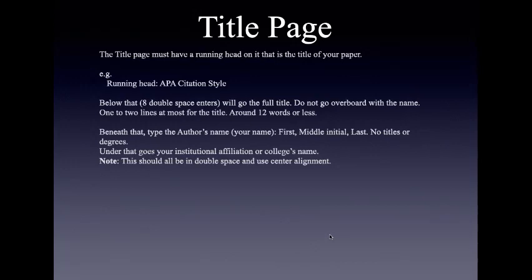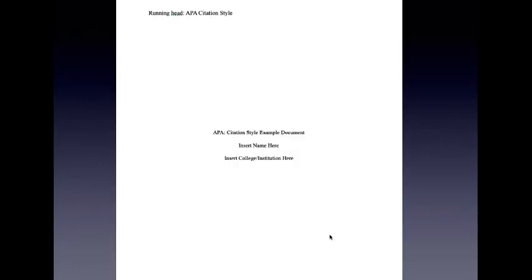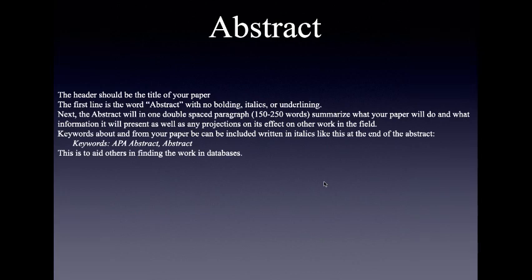Beneath that, type the author's name, your name: first name, middle initial, and last name. No titles or degrees. Under that goes your institutional affiliation, or college's name, and this should all be double spaced with center alignment. Here's an example of what a title page looks like. As you can see, there is a running head up here, and then eight double spaces down is the title of the document. Then there's the name, and there goes your institutional name.